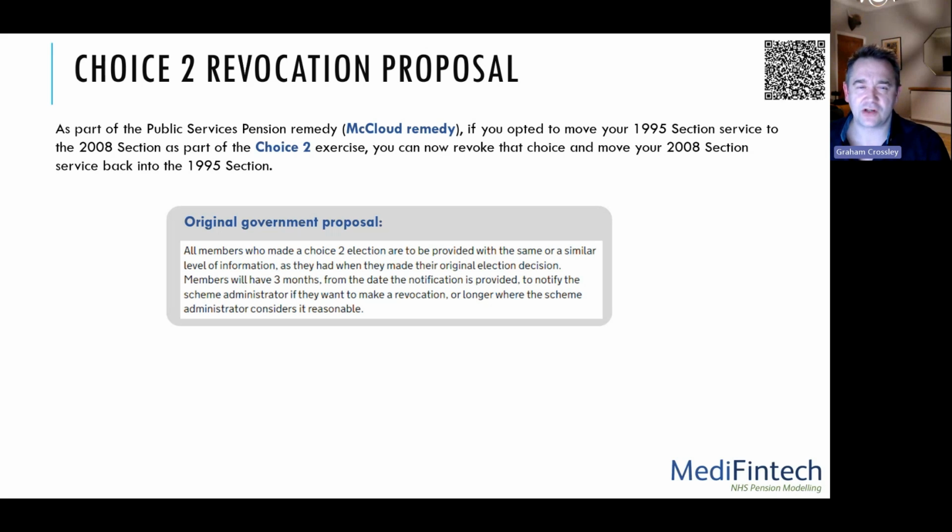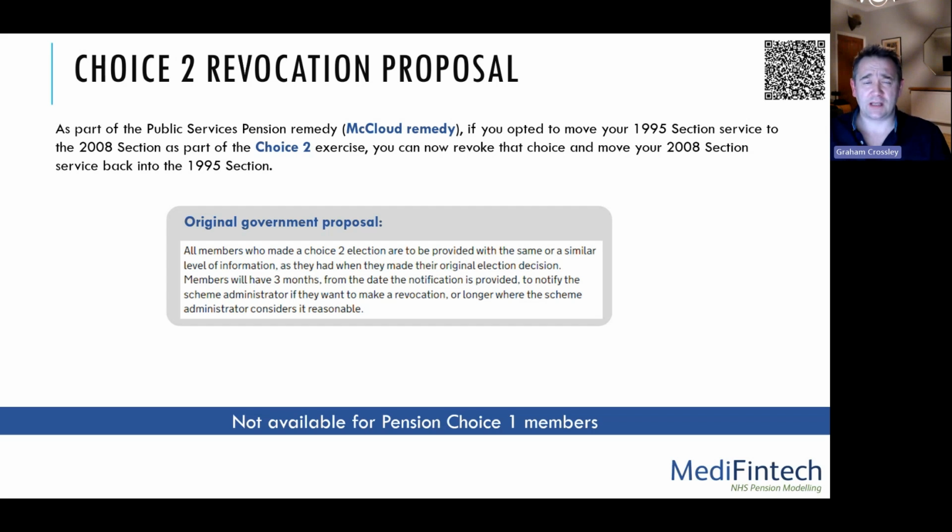That last statement they've mentioned is very interesting because it's not been mentioned anywhere else, and I'll be very intrigued if there is scope for flexibility, because the 3 months, I think, is going to be very challenging for people to make a good decision. But importantly, we've had a lot of people ask us about this. This is not available for Pension Choice 1 members. If you moved across to the 08 section in Choice 1, you can't go back under this revocation proposal, only for Pension Choice 2 members.